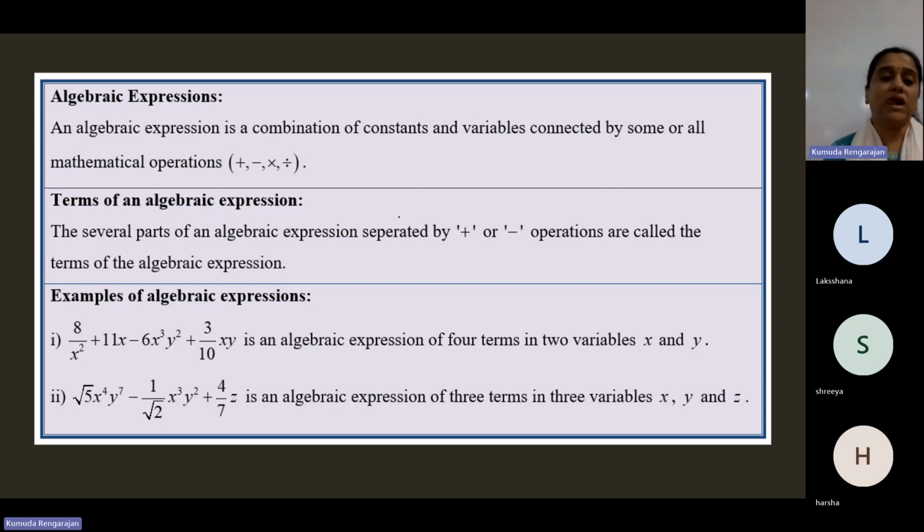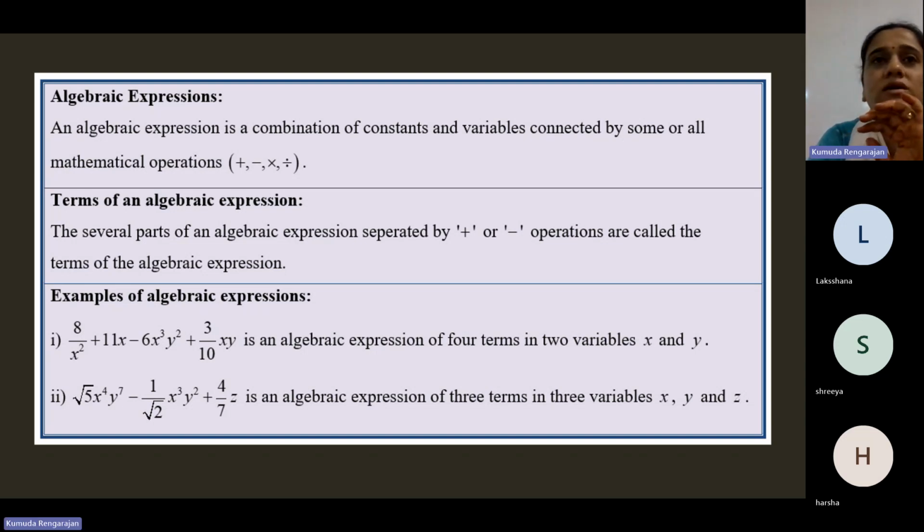All right. So the confusion can be: polynomial means it should have many terms. No. A polynomial can have even one term. A polynomial is not an expression with many terms. So what is a polynomial? An algebraic expression in which the variables involved have non-negative integral powers. This is the definition of a polynomial.